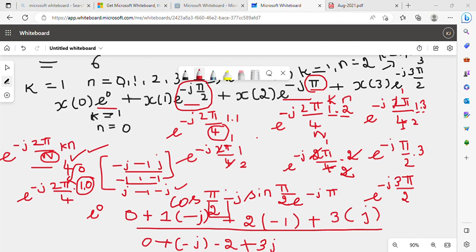Here, in the place of pi by 2, you are going to put pi for this particular one, and in the place of pi by 2 you are going to put 3 pi by 2 for this particular one, right? I'll do that.